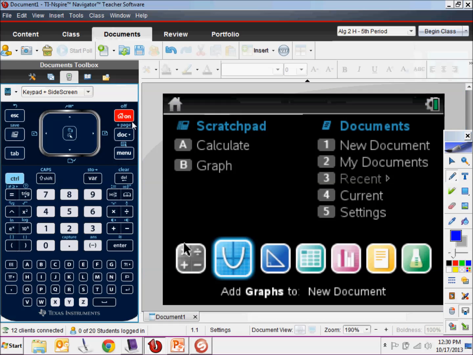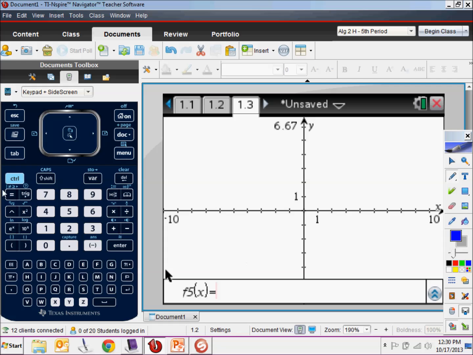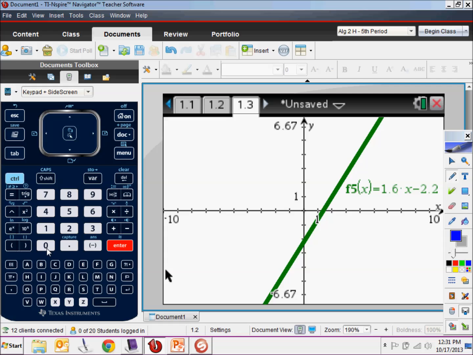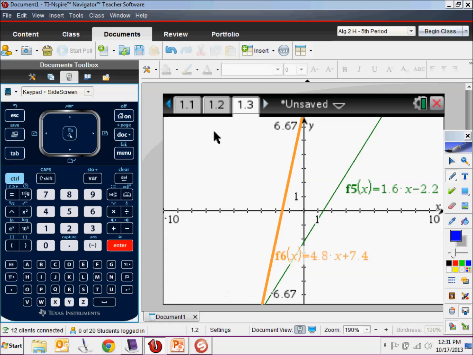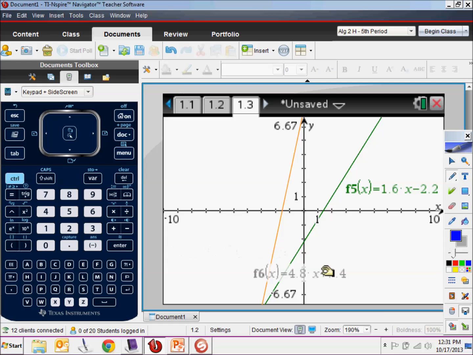So let's follow the steps. I'm going to go home, get a new graph, and put it in. 1.6x minus 2.2. Press tab. I'm going to do 4.8x plus 7.4. Lower bound means left.